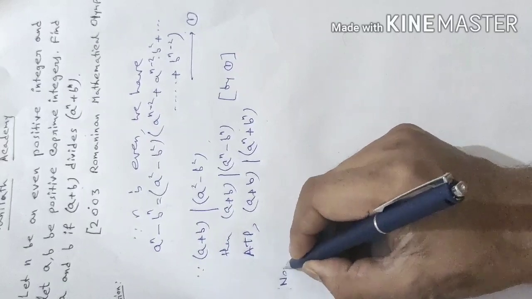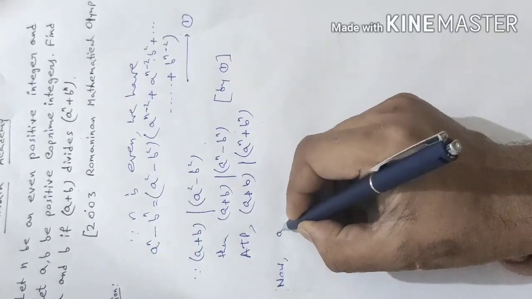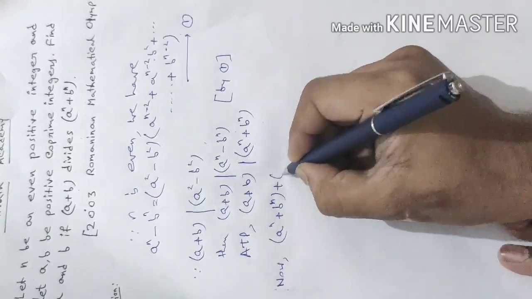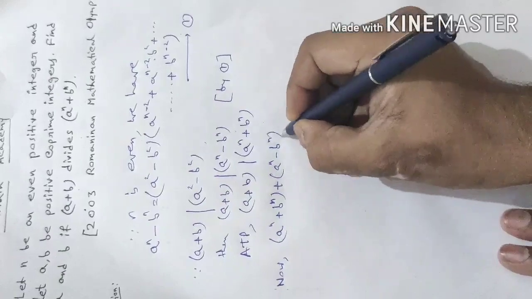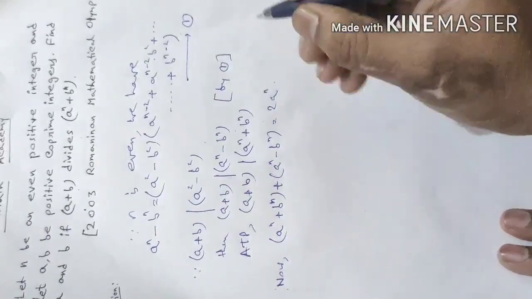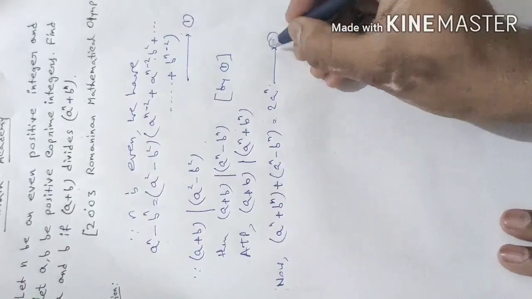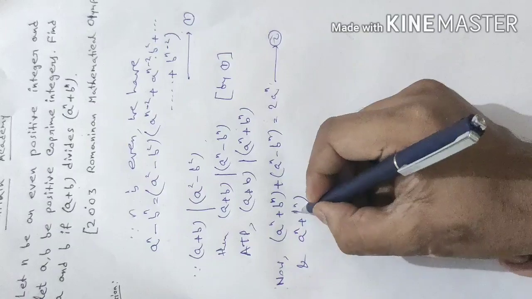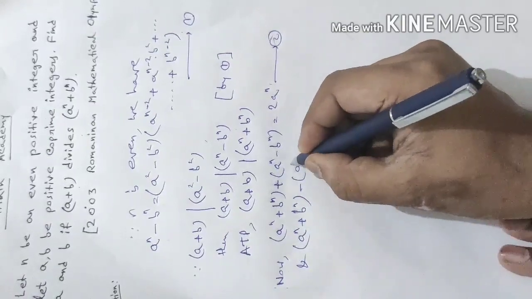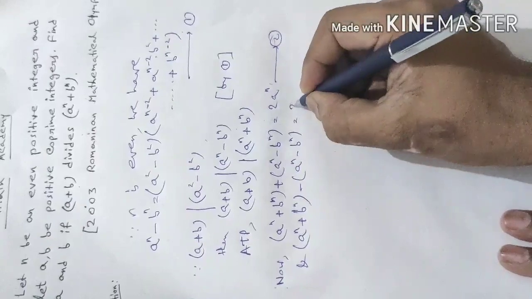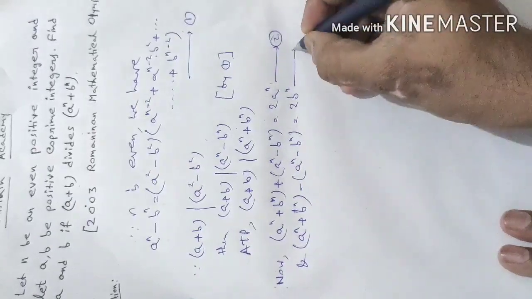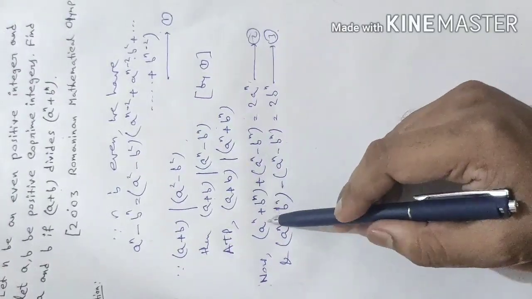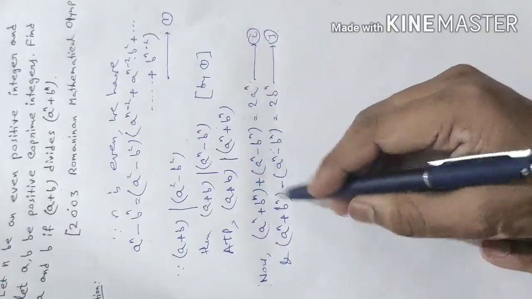Now a to the power n plus b to the power n plus a to the power n minus b to the power n is equal to 2 into a to the power n, this is number 2, and a to the power n plus b to the power n minus a to the power n minus b to the power n is equal to 2 into b to the power n, number 3.